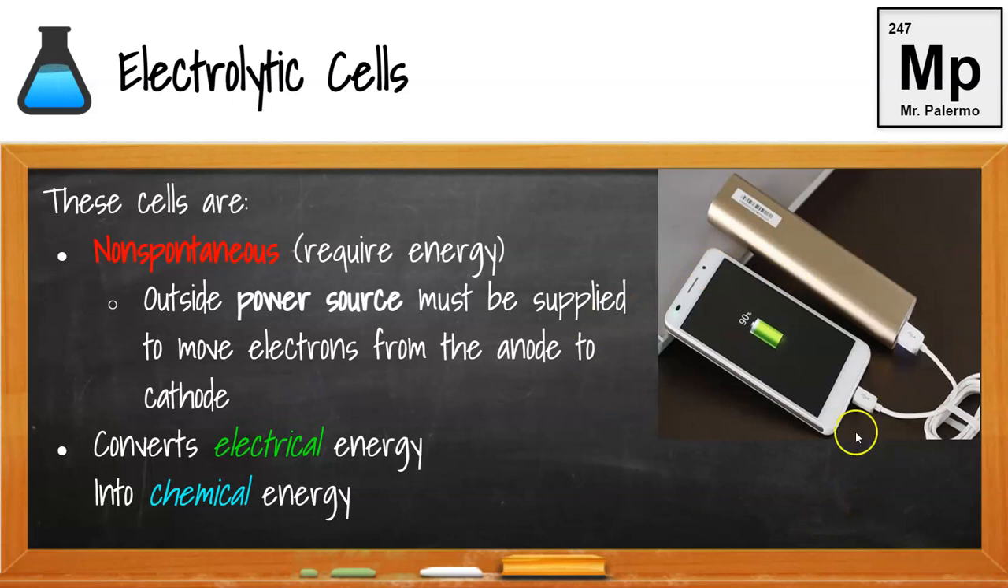And so your rechargeable battery in your phone, for example, will function as both a voltaic cell and an electrolytic cell. When you're using your phone, that battery is functioning as a voltaic cell. But when you charge that battery, rechargeable batteries will function as an electrolytic cell. In this case, we're using a power source to move electrons from the anode to the cathode, converting the electrical energy back into chemical energy in the battery, so then you can use your battery again.